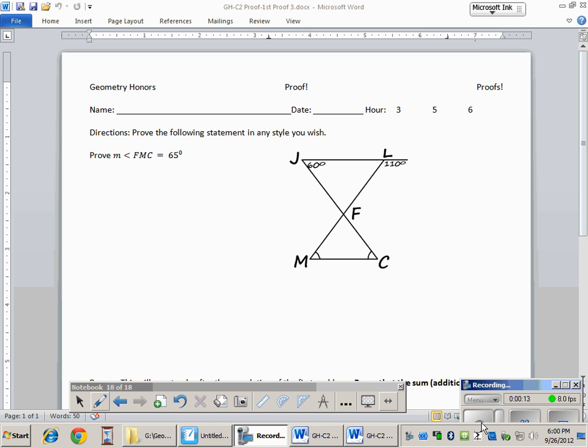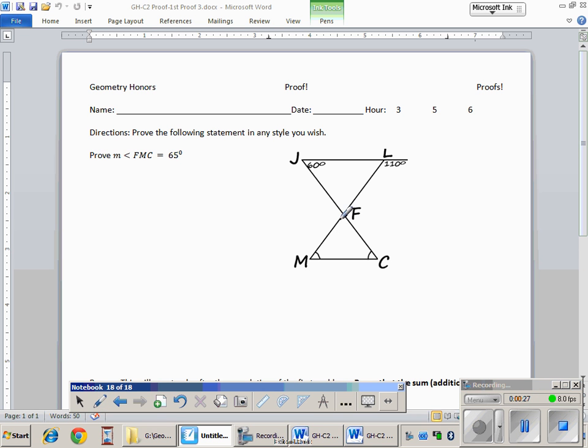All you really have to do is explain how you got something using a certain starting point or certain starting value of information, which is what you got. So what we have to do, and let's identify that first: FMC, the angle FMC, we got to show to be 65 degrees. That's this guy, FMC. We got to show why that's 65 degrees.